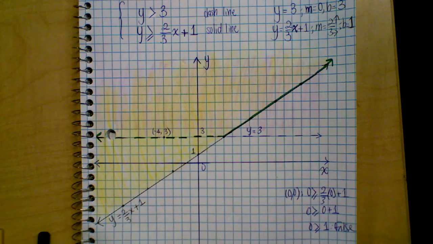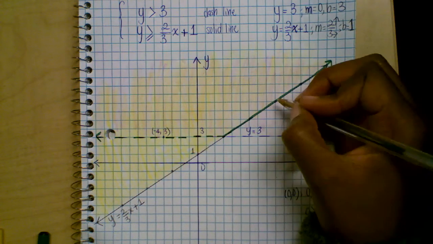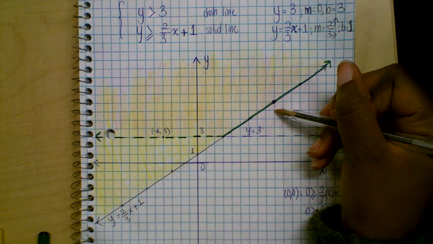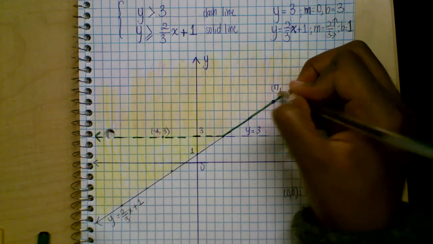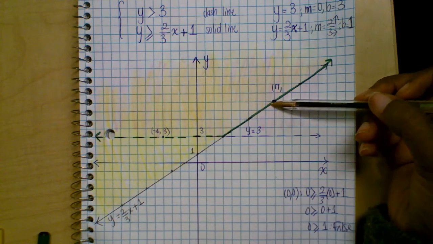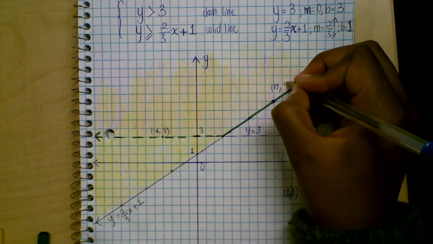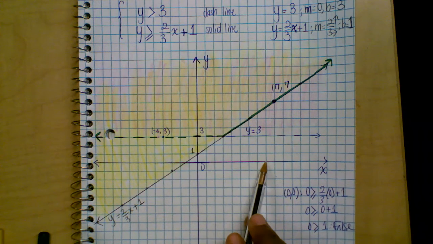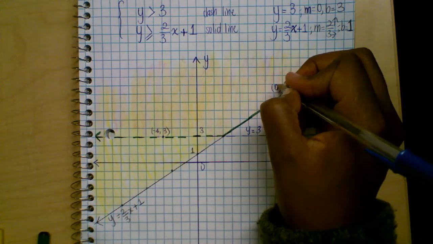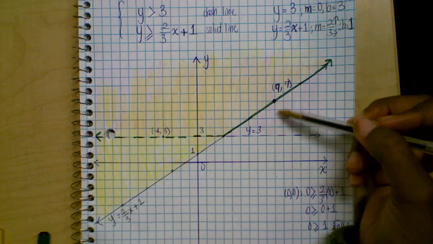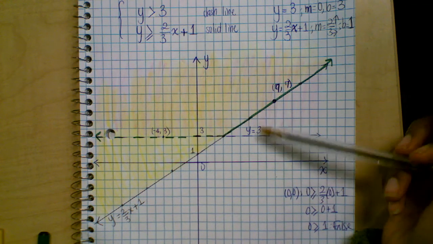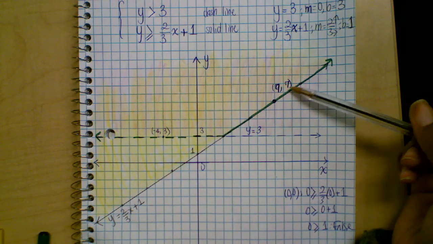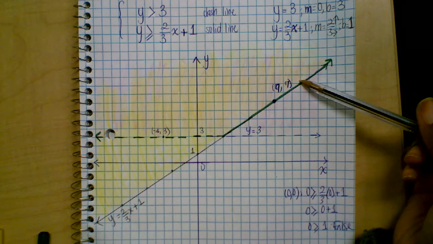But can you use this point right here? Let me count. The y value is 7, sorry. And what is the x value? 2, 4, 6, 8, 9. So the x value is 9. Is (9, 7) a solution to this system? Yes, because this section of the line here is a solid line. So any point on the line is also a solution to the system.